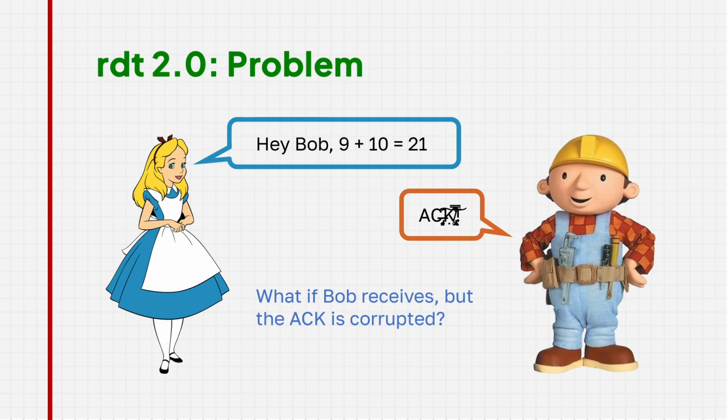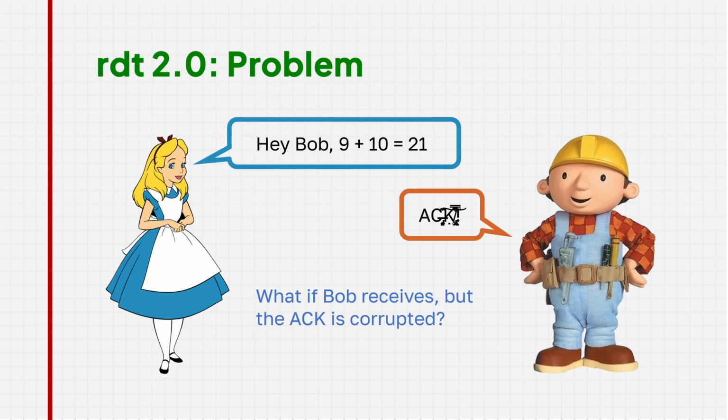Actually, is there a problem with this? Why is this a huge problem? On Alice's side, if Alice knows that Bob sends an acknowledgement, but the acknowledgement is corrupted, then from Alice's perspective, of course, I will have to retransmit this packet, right? I retransmit this packet, I say, hey Bob, 9 plus 10 is equal to 21 again. Will Bob know the difference between the first packet sent and the second packet sent?